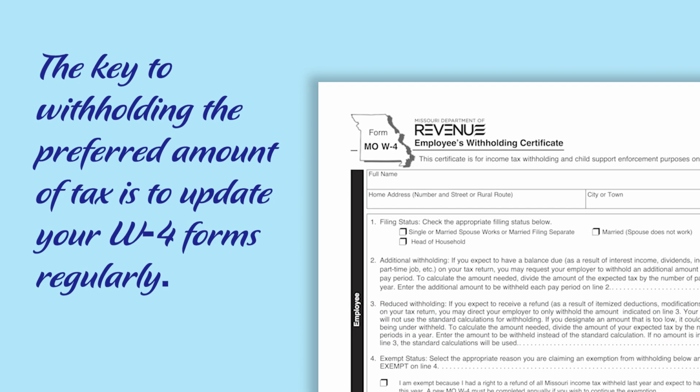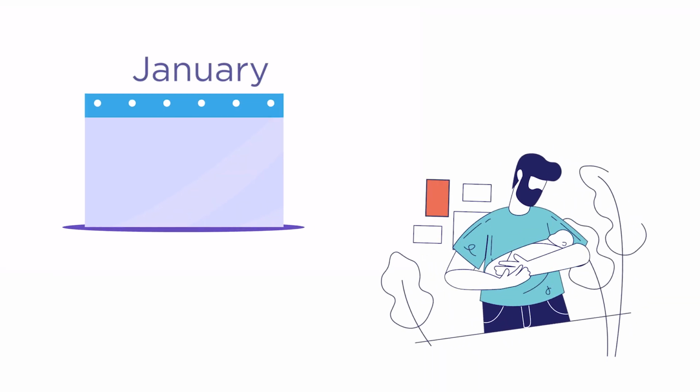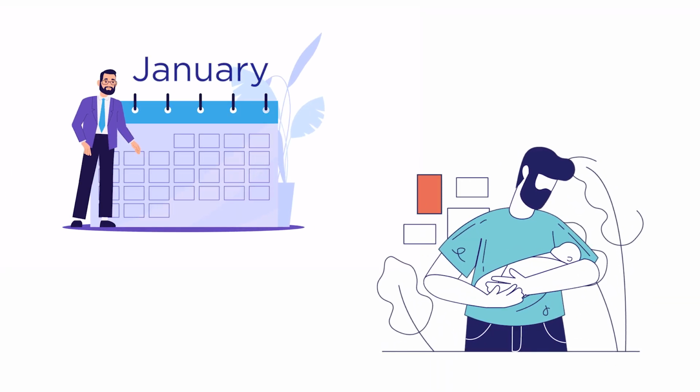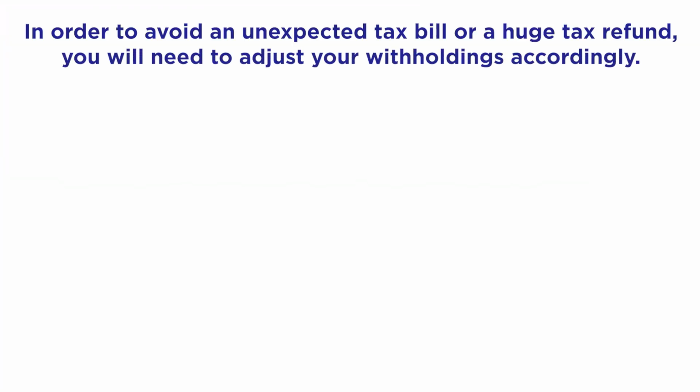The key to withholding the preferred amount of tax is to update your W-4 forms regularly. Do this at the beginning of every year and whenever you have a major personal life change. In order to avoid an unexpected tax bill or huge tax refund, you will need to adjust your withholdings accordingly.